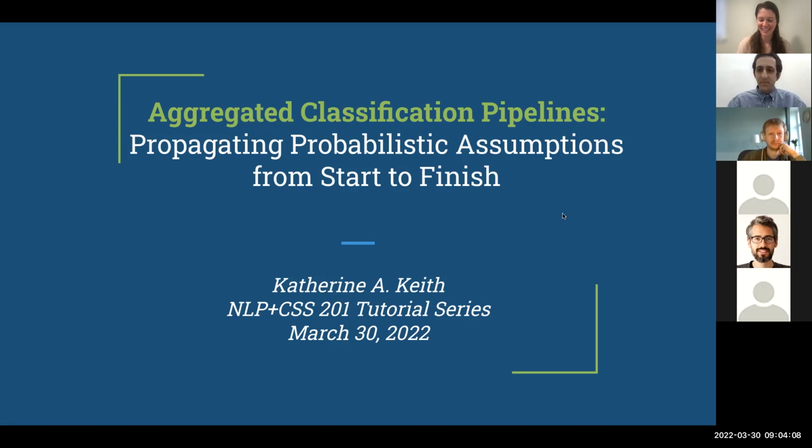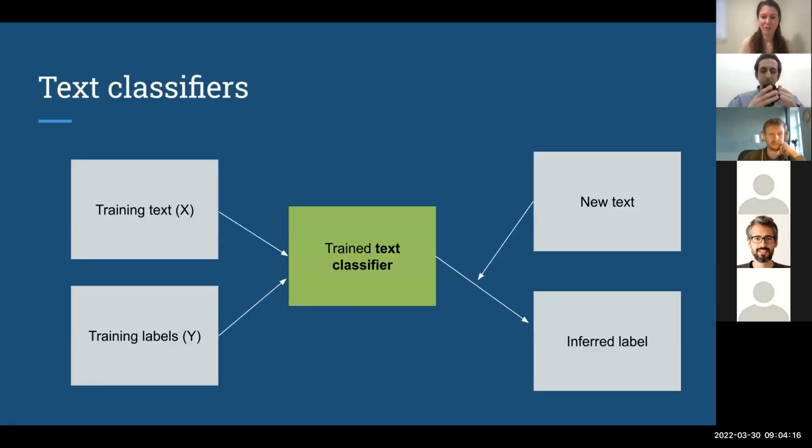Thanks, Ian. Excited to have you all today. So yeah, today we're going to be talking about this aggregated classification pipeline. I'm sure, hopefully, everybody in the audience has trained a text classifier. So we take some training text, we take some training labels, we train a text classifier, and then at inference time, you're going to take new text and infer some labels, right?